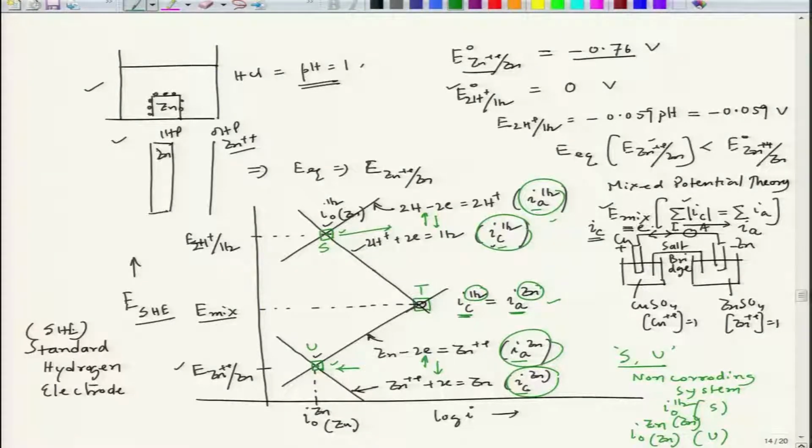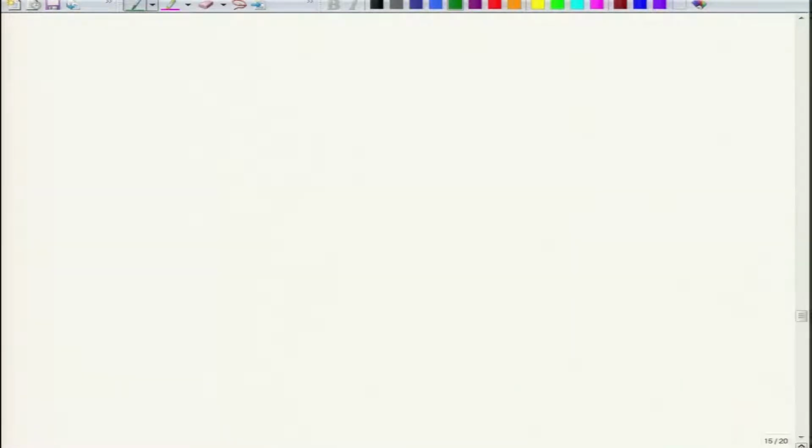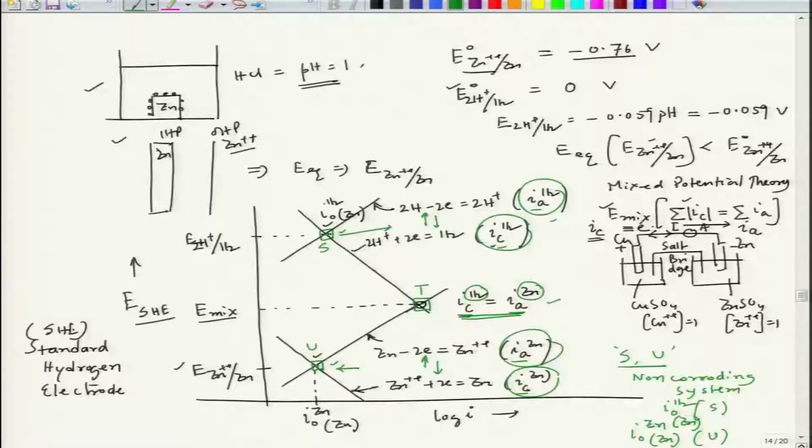That means it is happening at the same potential all throughout. Of course, it is an open system, that means hydrogen is continuously going out, and the reaction is continuously taking place at that particular rate. So, though we can say that the rate is fixed, it is not equilibrium, but here the rate is fixed, and it is equilibrium.